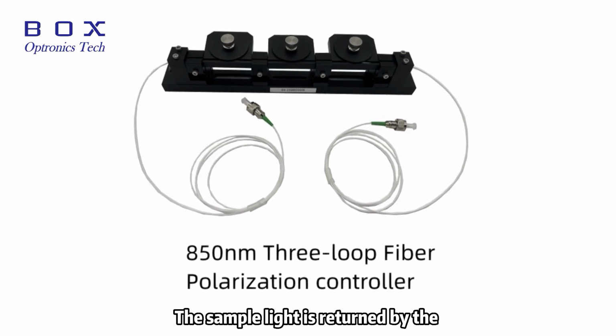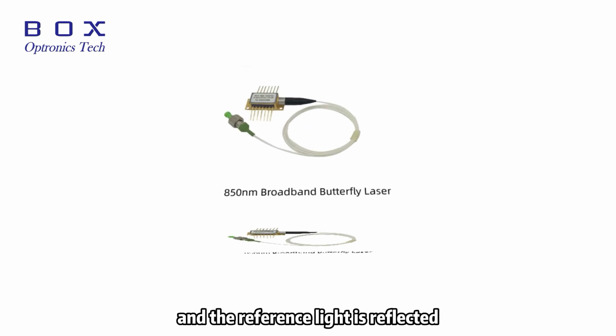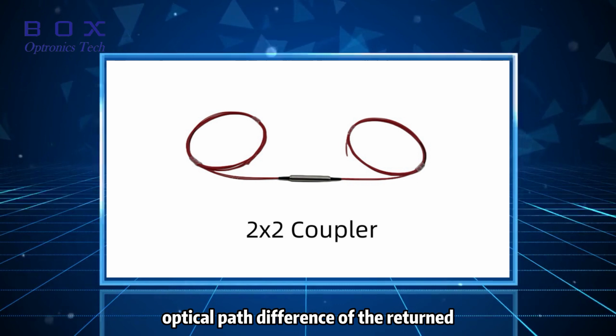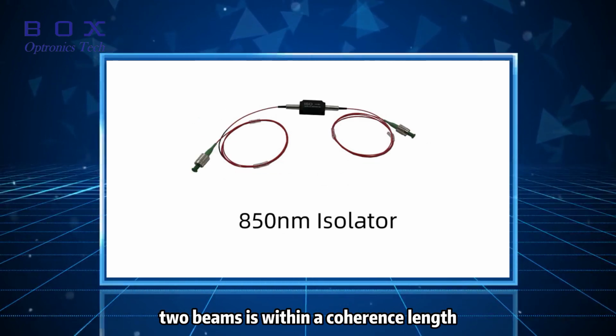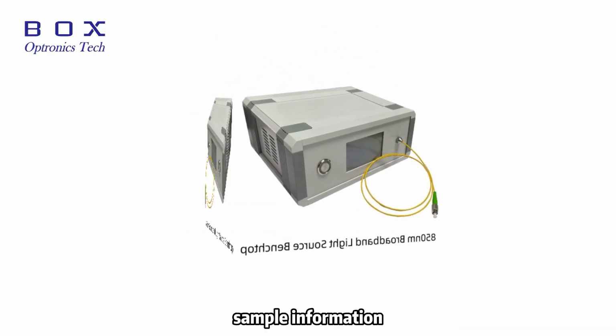The sample light is returned by the scattering and reflection of the sample, and the reference light is reflected back by the reference mirror. If the optical path difference of the two returned beams is within a coherence length, interference can occur to form an interference spectrum carrying the sample information.